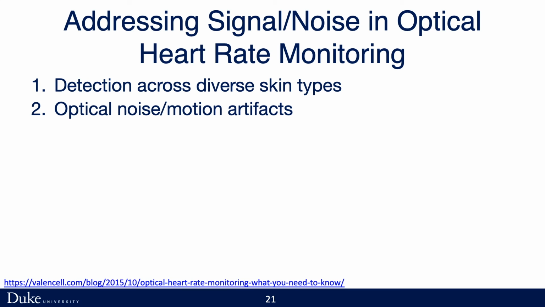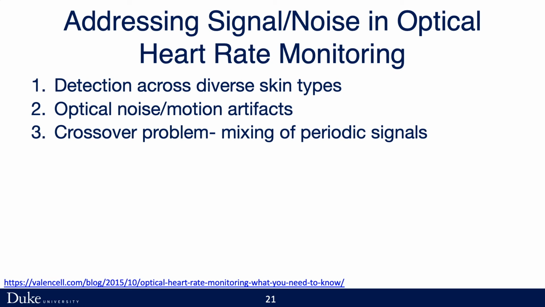We're also speaking again to this idea of different sorts of activities relating to different accuracies in heart rate. We're looking at optical noise and motion artifacts, which is a very well-known issue in optical heart rate monitoring. We're also looking at this crossover problem, which is the mixing of periodic signals. Because that onboard processing that I mentioned before is often designed to detect a periodic signal, because we expect that the heartbeat is a periodic signal.